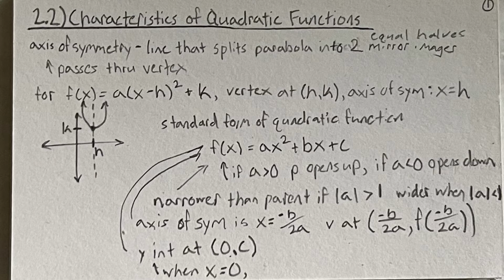For the quadratic function f(x) = a(x - h)^2 + k, the vertex is at the point (h, k), and the axis of symmetry is the line x = h.